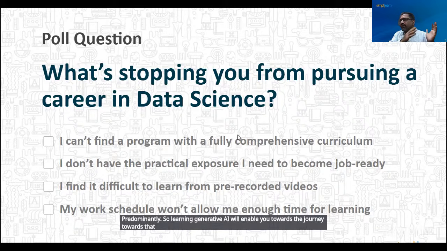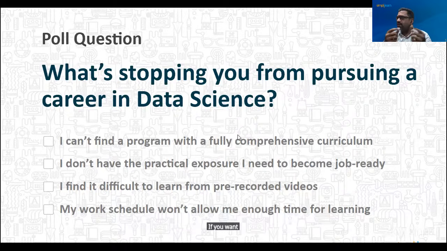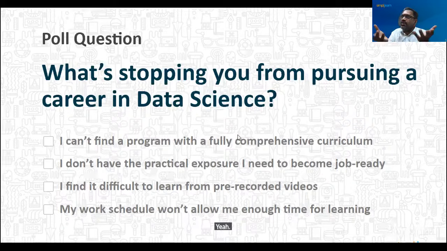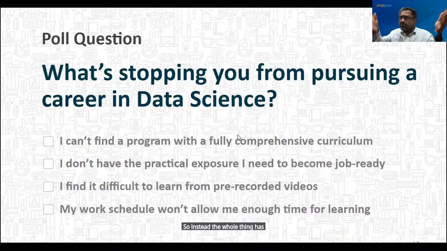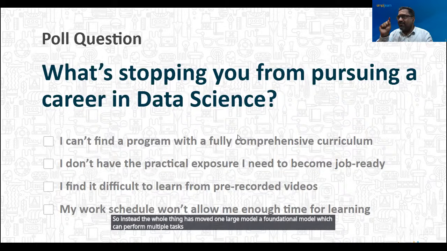So moving away from the fixed AI, non-adaptive AI, where you build a model for each task. That is how the old AI is. You have to build a regression model or classification model if you want to achieve one classification task or regression task. So how many such models do you keep building? And for every model you build, you need a data scientist or somebody to label data and everything. Instead, the whole thing has moved to one large model, a foundational model, which can perform multiple tasks, but it can perform multiple tasks only at 70% accuracy.